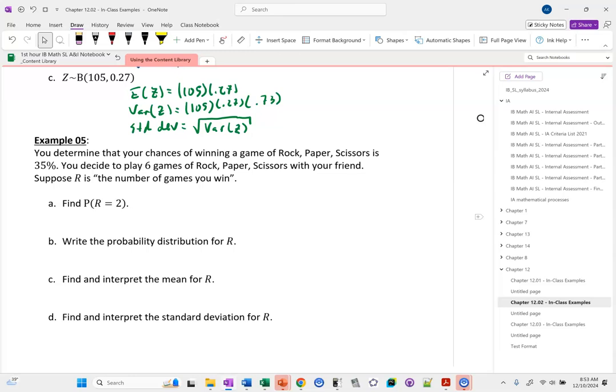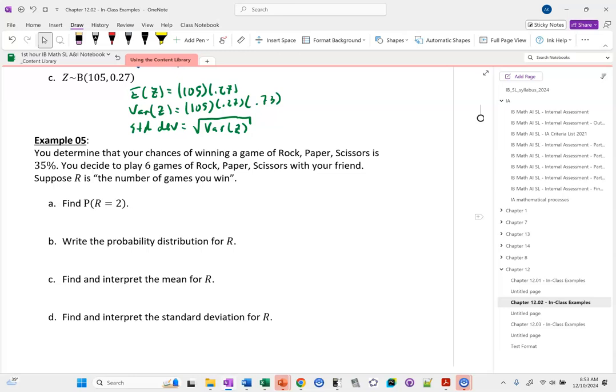First thing that we should check is, is this a binomial distribution? Is there a fixed number of trials? Yes. How many is the number of trials? 6. Is there a success or failure? Yes, right? What is the success or failure? Well, win or not lose.